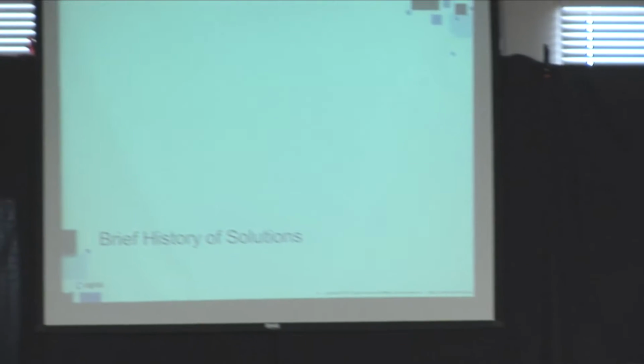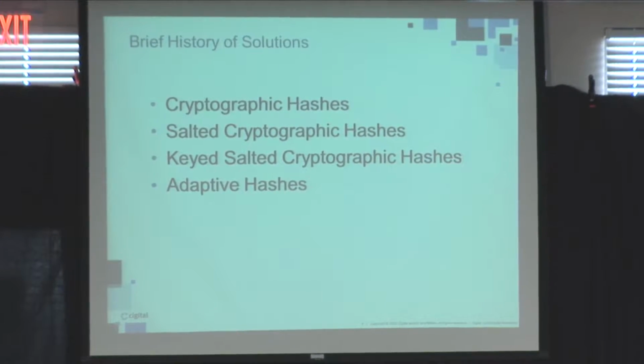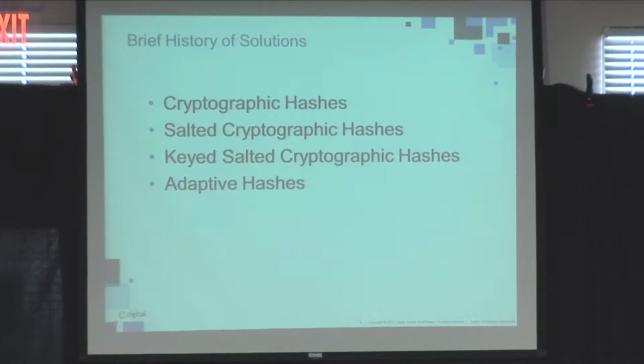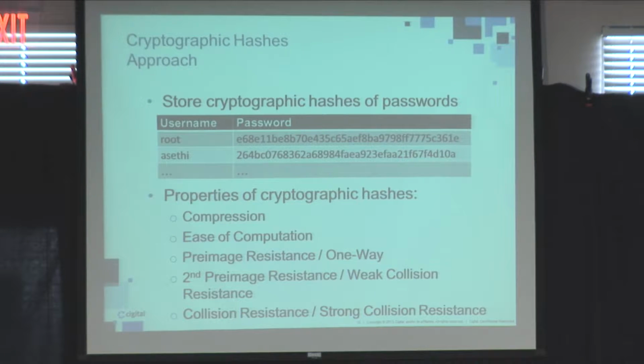So, how do we solve this problem? We have to talk about the history of solutions so that we understand the context behind adaptive hashing. This was one of the first solutions, and unfortunately people still use it to this day.